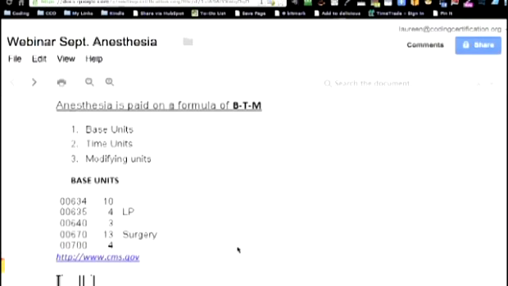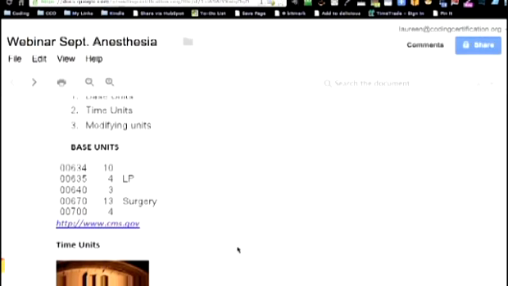But here are 5 codes that I just pulled off this cms.gov website. And it just so happened that 00635 has a base unit of 4. That's for a lumbar puncture. It's a relatively simple procedure for somebody to do a lumbar puncture. They're just sticking a needle in your back.